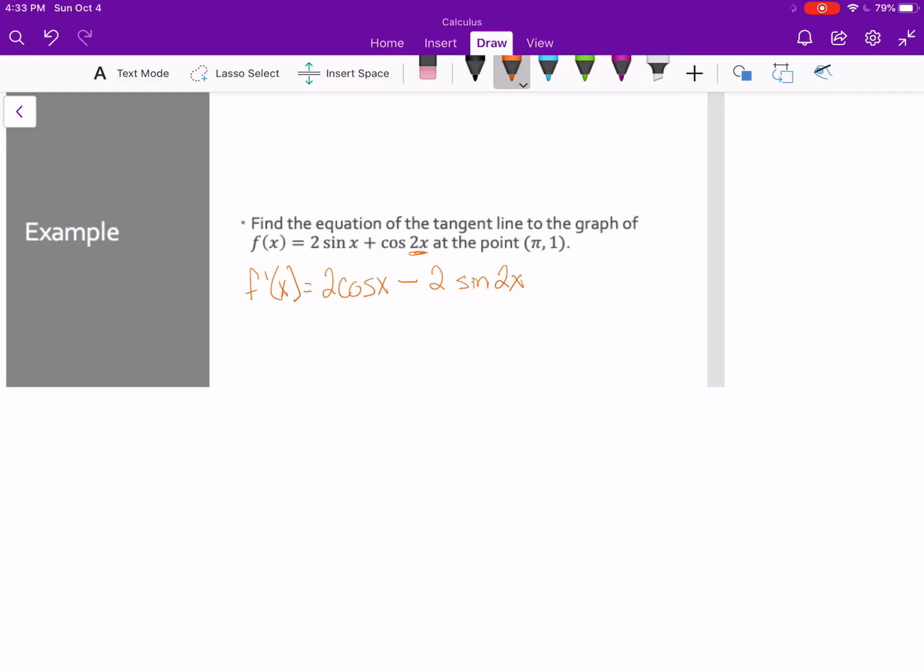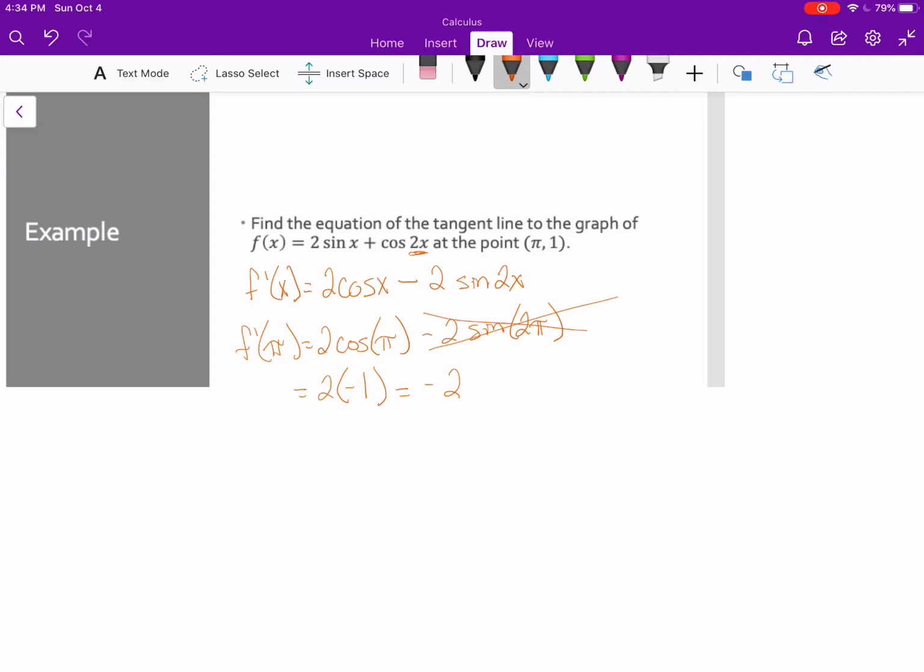So then let's plug in our x value. So f prime of pi is 2 cosine of pi minus 2 sine of 2 pi. So cosine of pi is negative 1. Sine of 2 pi is 0. So that goes to 0 over here. 2 times negative 1 is negative 2.